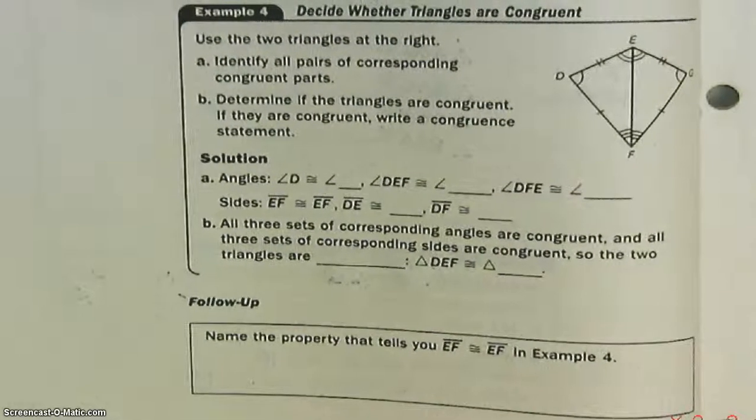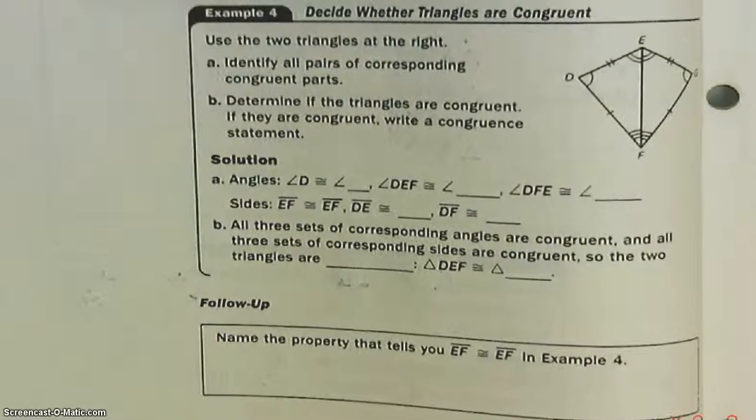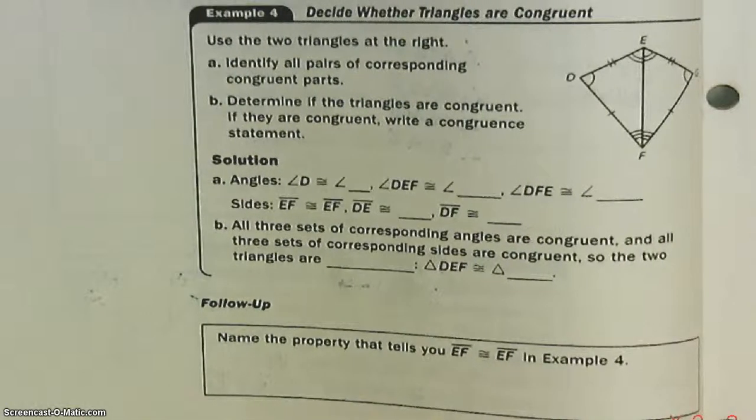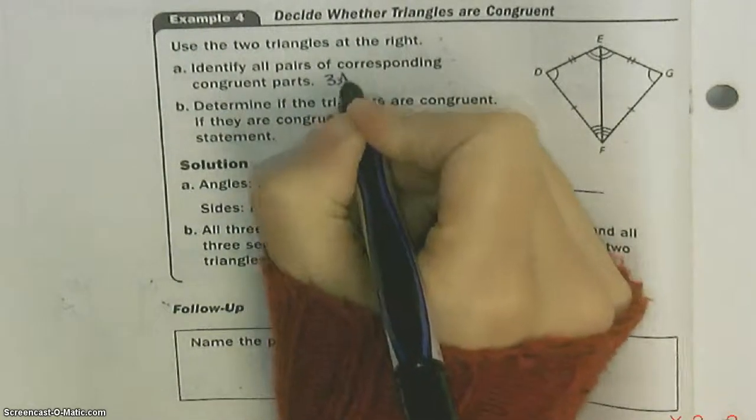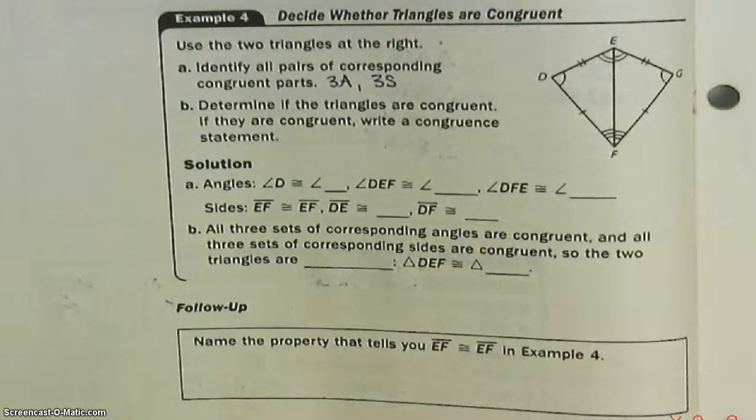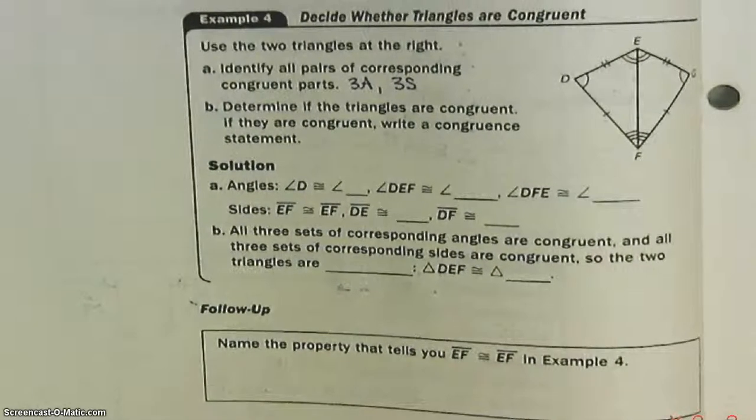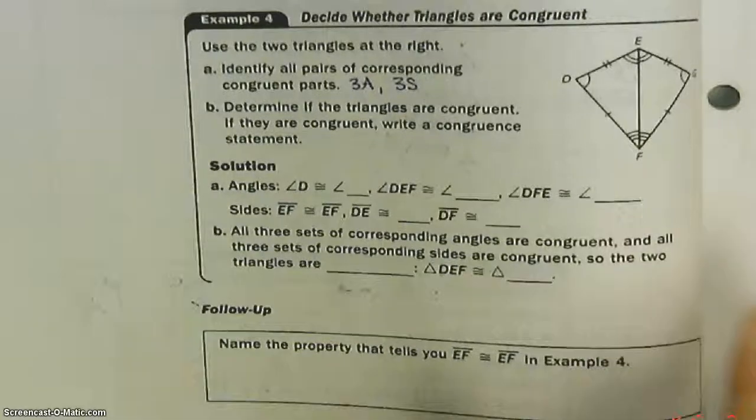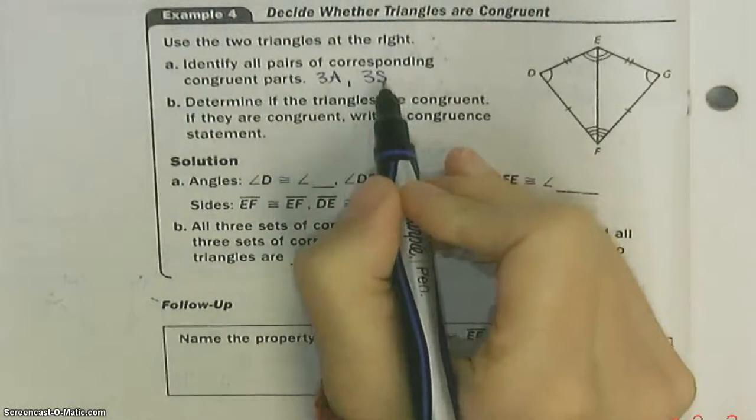Decide whether the triangles are congruent. So A, we need to identify all pairs of corresponding congruent parts. We need to find 3 angles that are the same and 3 sides that are the same in order for these triangles to be identical. Then determine if the triangles are congruent. If they are congruent, write a congruent statement. All right, so I need to find 3 angles that are the same, and then I need to find 3 sides that are the same.